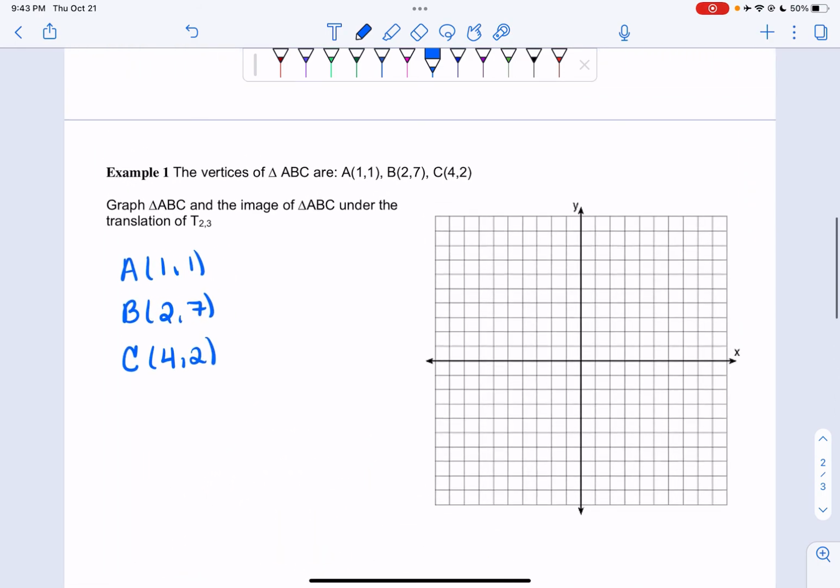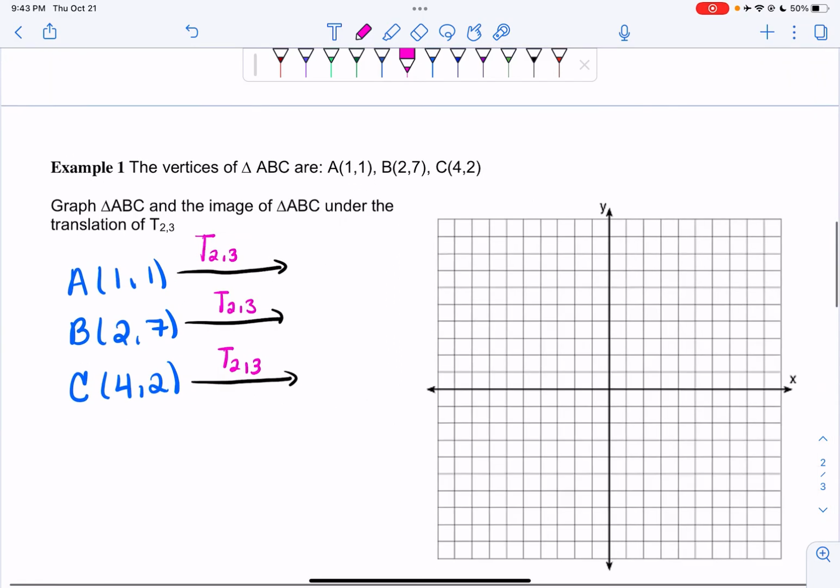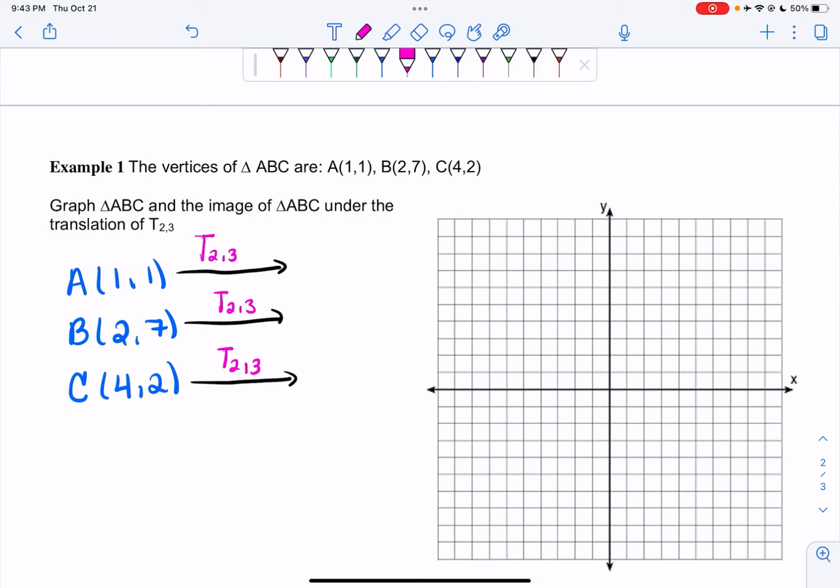Now we want to do a translation of (2, 3), so I'm going to take out my black pen and write that we're going to be doing a translation of (2, 3). Just like this. And we want to find A prime, B prime, and C prime. But before we do that, let's just plot our original points.